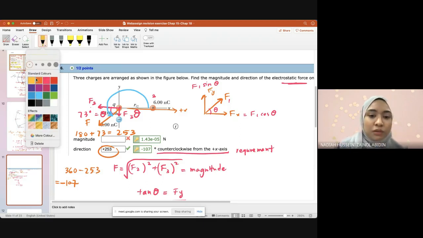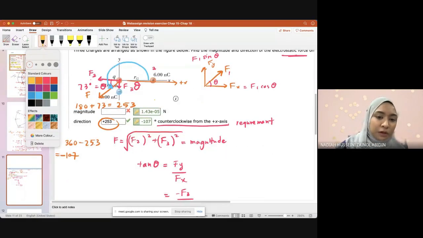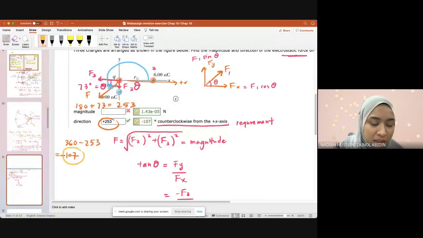But you can also answer it, how do I say this? You can also answer the complement of the 253. What is the complement of 253? It is 107, but you need to include the negative sign.